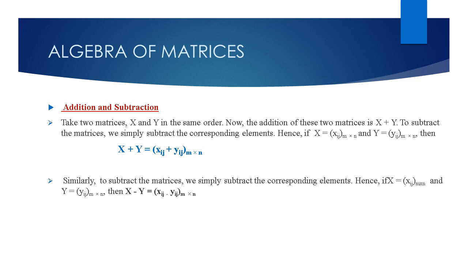Similarly, to subtract the matrices, we simply subtract the corresponding elements. Hence, if X equals xij of order m cross n and Y equals yij of order m cross n, then X minus Y equals xij minus yij of order m cross n. Just like addition, we will do the subtraction also. If we are adding, we have to use the plus sign, and we add each and every corresponding element of the two matrices.